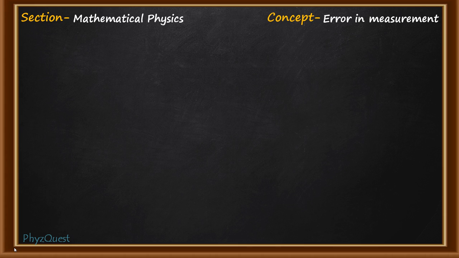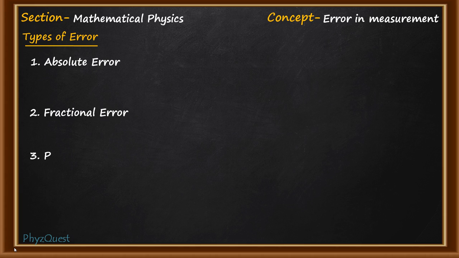You can take the example of a weighing scale. When you hop on it, every time you will not get exactly the same result. Maybe there is some sort of variation. That variation in the result creates uncertainty. That is called the error in measurement. Now there are basically 3 types of error. First is the absolute error, second is the fractional error, and third is the percentage error. So we'll discuss them one by one.